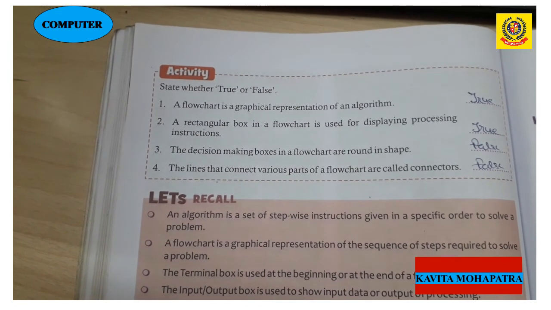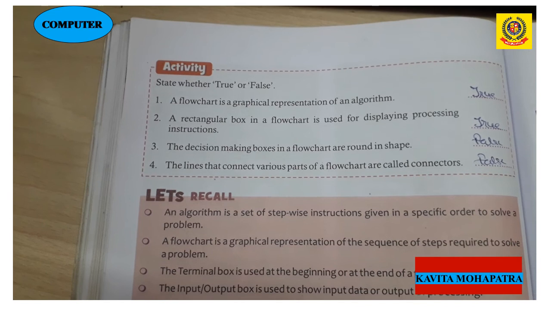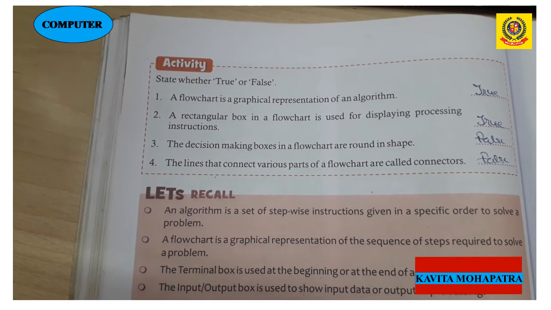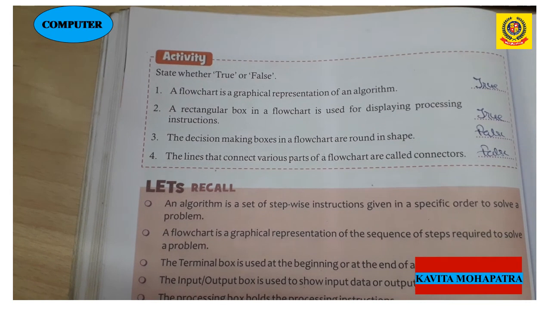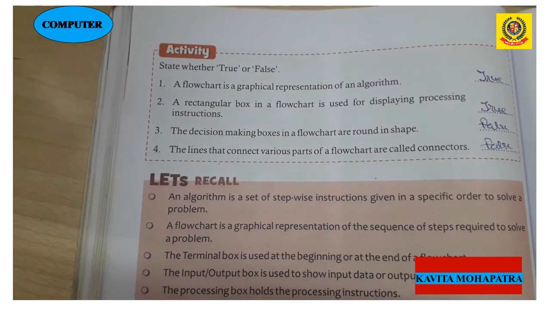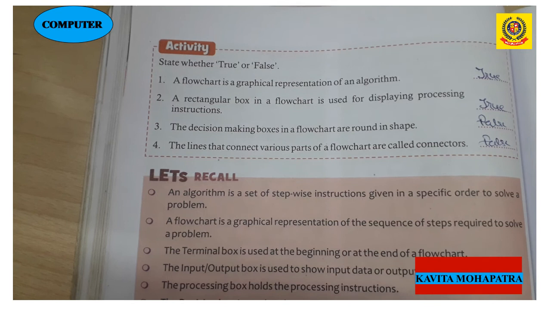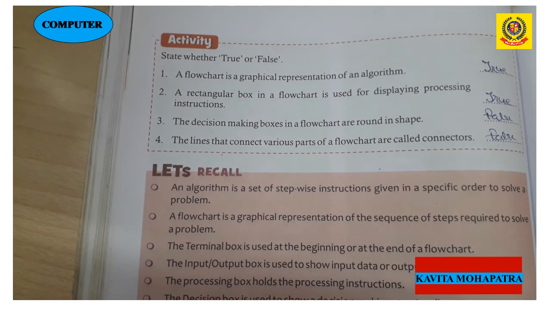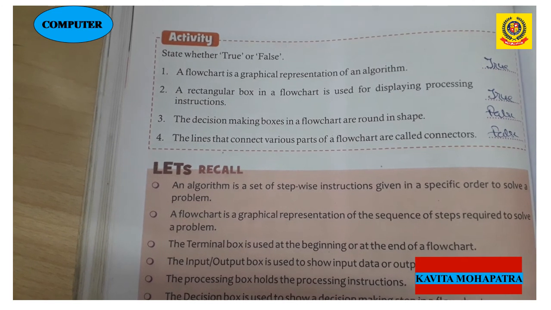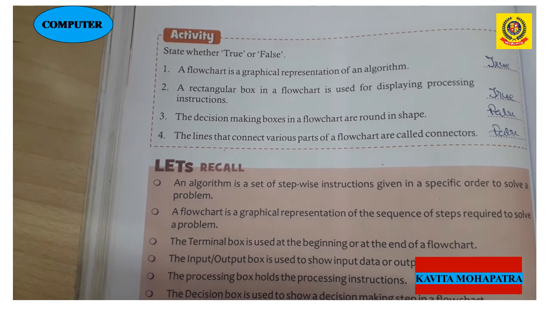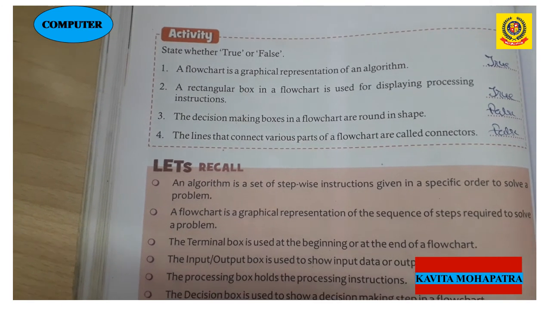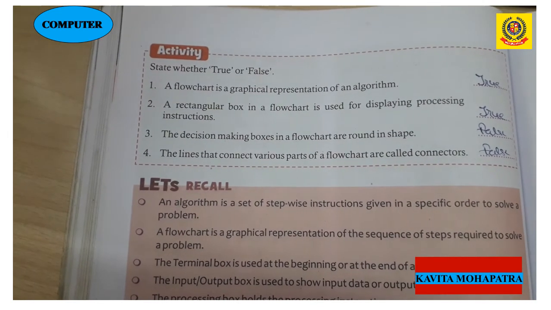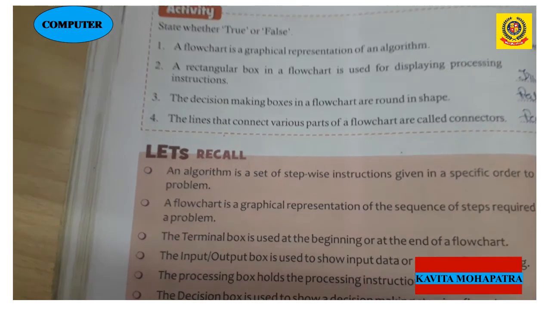Now the activity given on page number 112: state whether true or false. A flowchart is a graphical representation of an algorithm. True. Second one, a rectangular box in a flowchart is used for displaying processing instruction. It is also true. Third one, the decision making boxes in a flowchart are round in shape. False. The lines that connect various parts of a flowchart are called connectors. It is true. So, true, true, false, true.